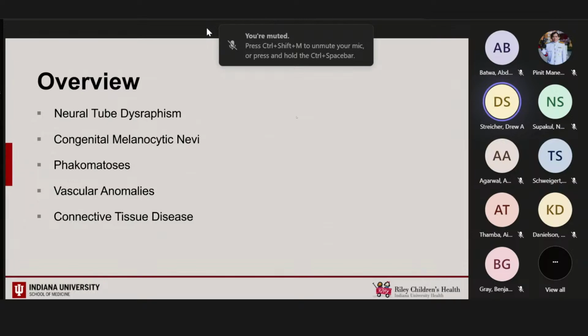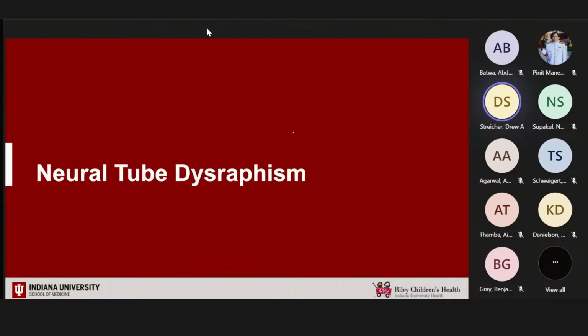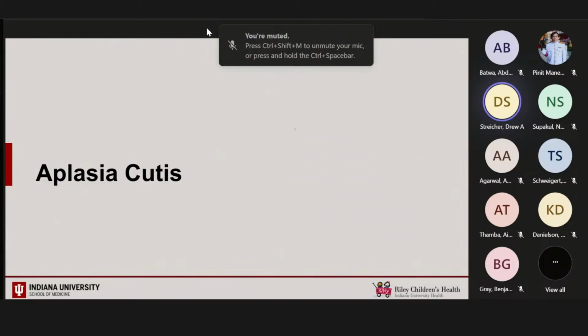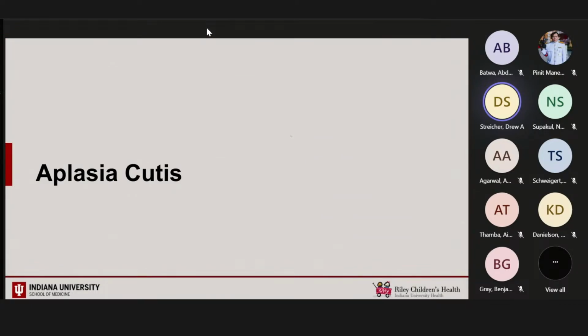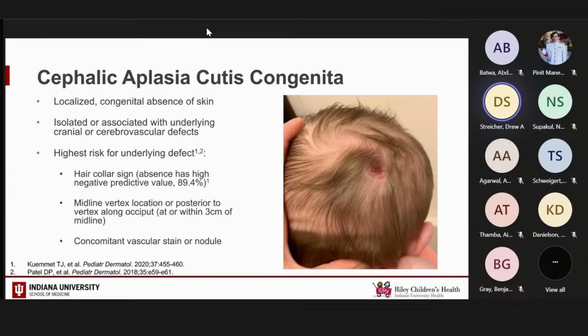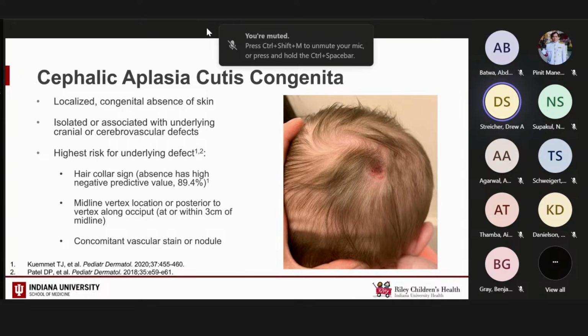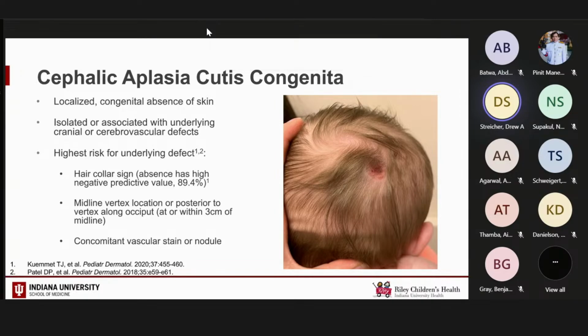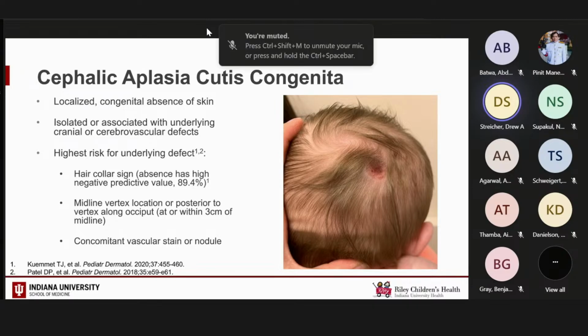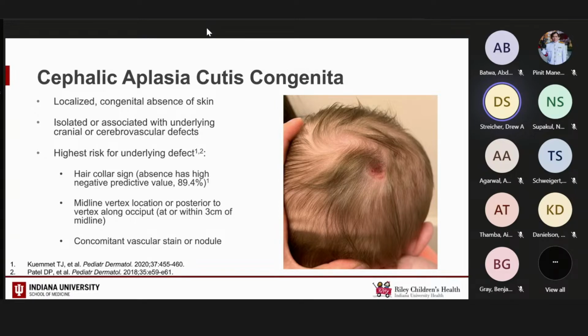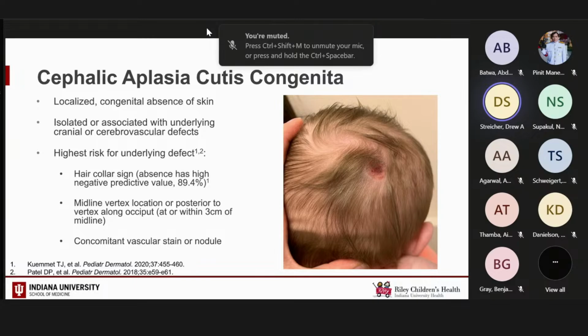So here's our outline for today. Let's jump right in with neural tube dysraphisms. Our first condition we're going to discuss is aplasia cutis. This is an example of one of my patients who came into clinic. Parents often report that they saw this soon after birth, right when baby came out, they see this area where there's missing skin. Sometimes this can be covered in like a blister formation. Sometimes it's just kind of this pink look to it.